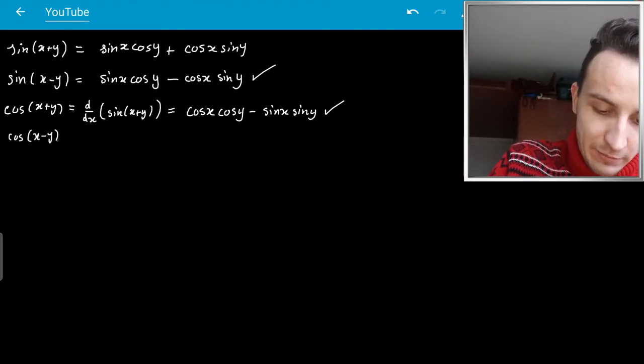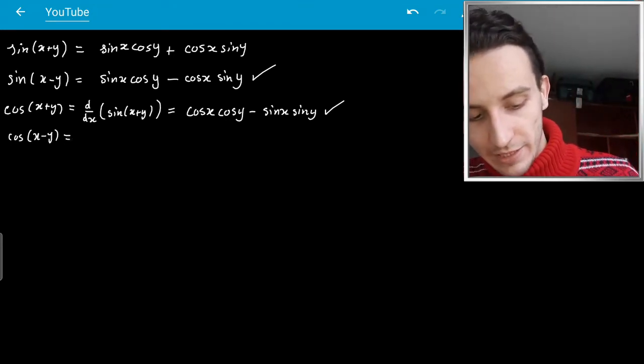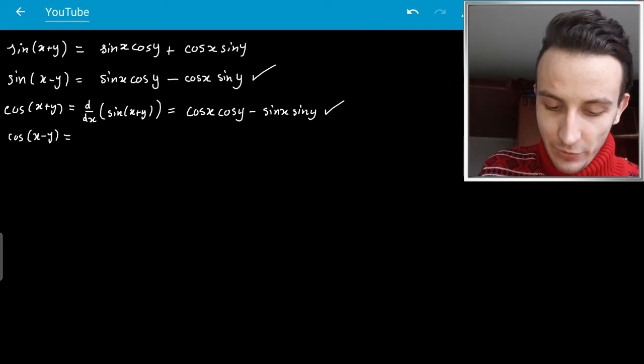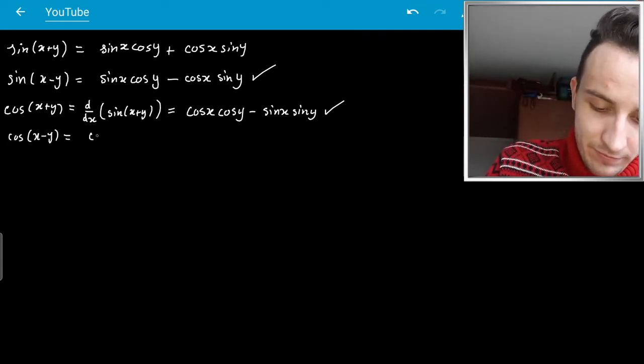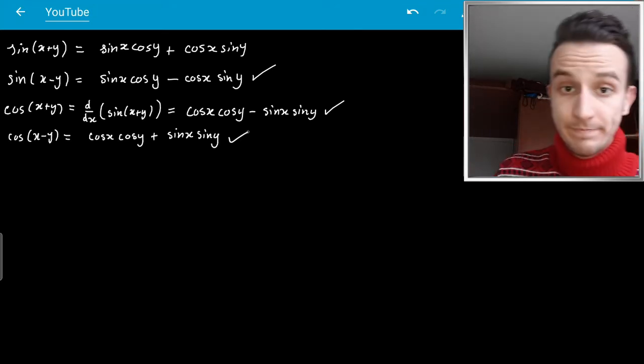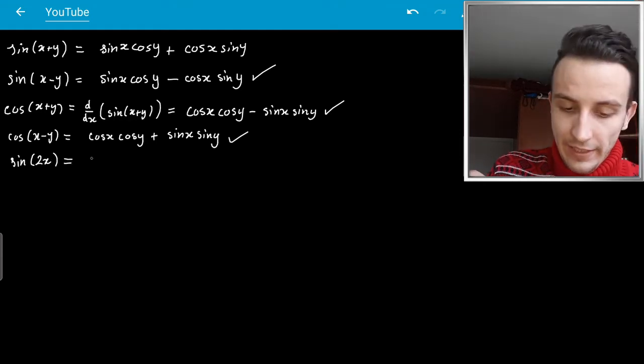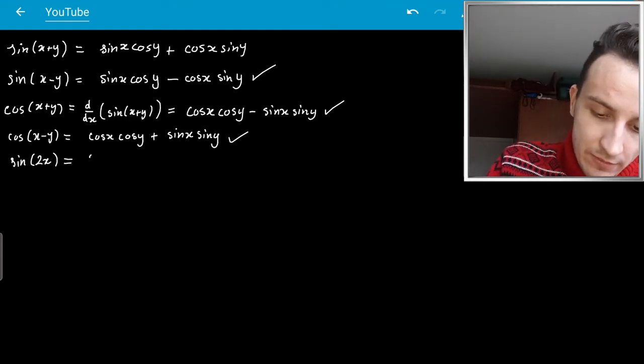Cosine of x minus y, we'll get that the same way as we got sine of x minus y from sine of x plus y. So of course, just cosine x cosine y plus sine x sine y. Okay, trivial. Very cool. Next one, sine of 2x. Of course, substitute y equals x. We get 2 sine x cosine x.